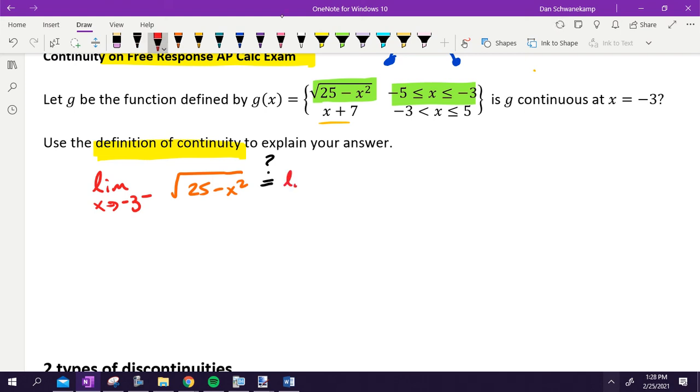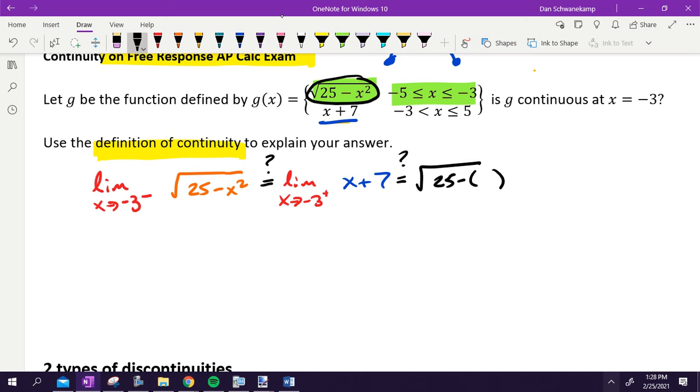Is that thing equal to the limit as x approaches negative 3 from the right? Which equation am I plugging into to find the limit from the right? The bottom one, x plus 7. That's the left. That's the right. How would I find the middle? What equation would I plug into to find the middle? The first one. Well, we already know what that's going to be. We can write that down.